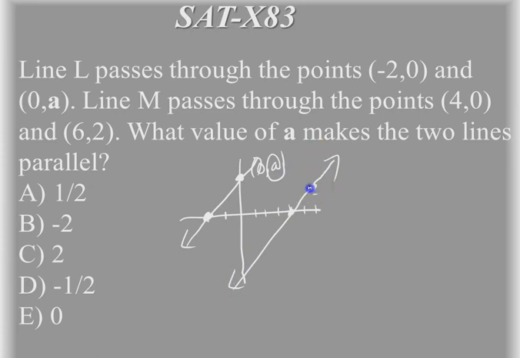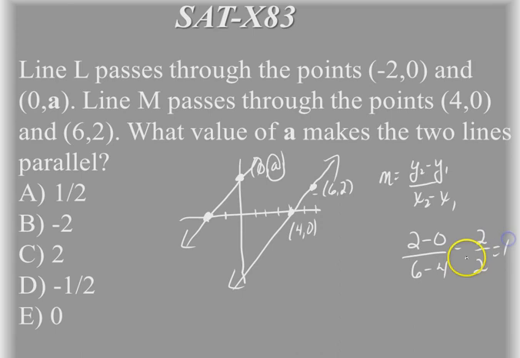Now what we want is to find what A would be in order that the two lines are parallel. Well, a basic fact is that parallel lines have the same slope. So let's find the slope of that second line since all the coordinates are given, 4, 0 and 6, 2. So the slope of that line, remember the slope formula, is y2 minus y1 over x2 minus x1. So we'll say y2 is 2, that's the second y coordinate, minus y1 would be 0. x2 would be 6 minus 4, which gives you a slope of 2 over 2, or 1.